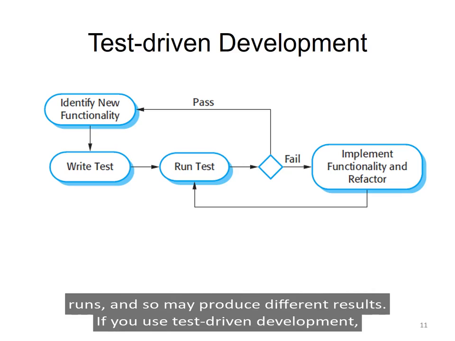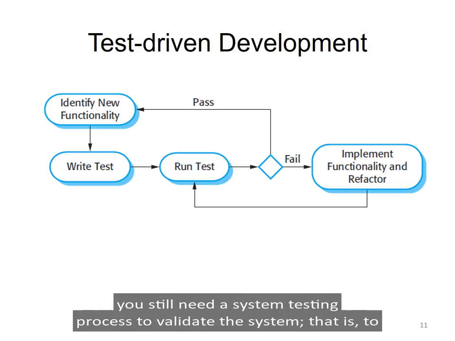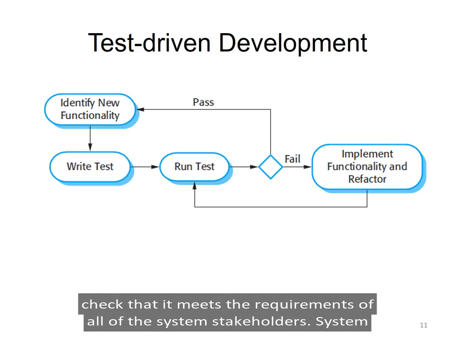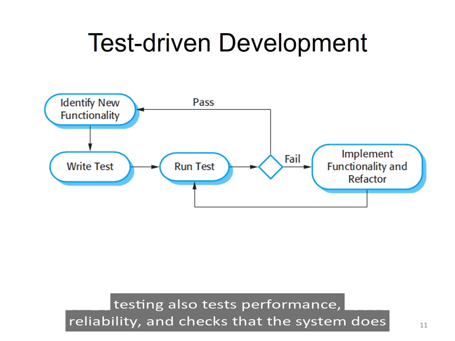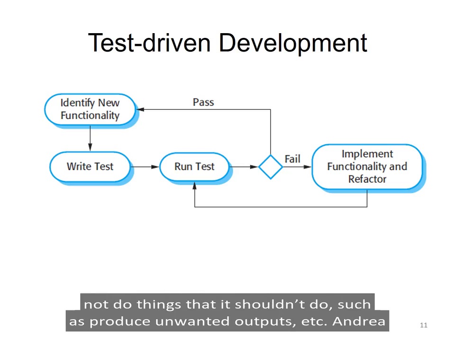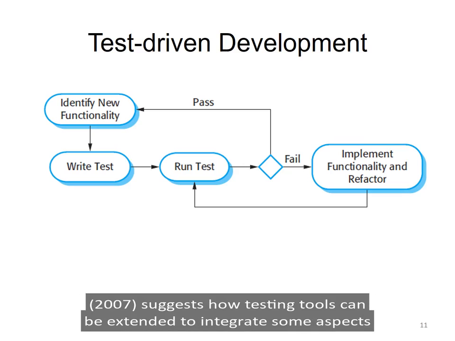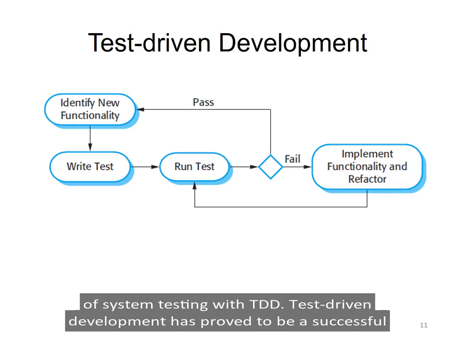If you use test-driven development, you still need a system testing process to validate the system. That is to check that it meets the requirements of all the system stakeholders. System testing also tests performance, reliability, and checks that the system does not do things that it should not do, such as produce unwanted outputs. Andrea in 2007 suggests how testing tools can be extended to integrate some aspects of system testing with TDD.